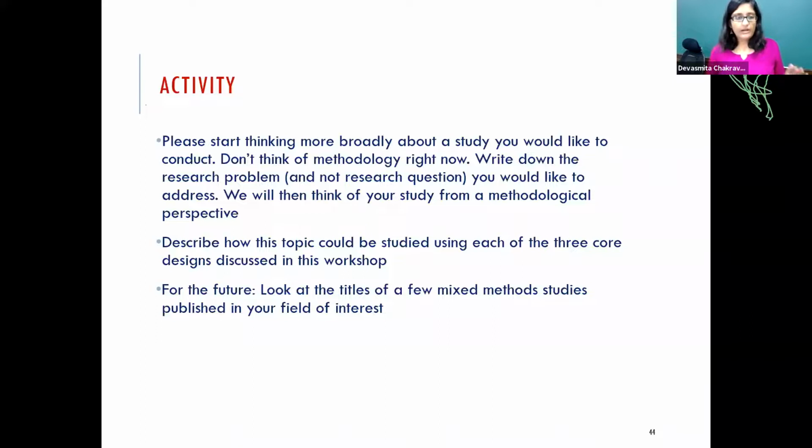So yeah, I will ask you to write an explanation paragraph on how you would design the same research topic as a convergent design, a sequential explanatory design, and a sequential exploratory design. Try it. It takes some time, about 15-20 minutes, which is why we won't do it now, but it will be very useful for you to get your conceptions clear.